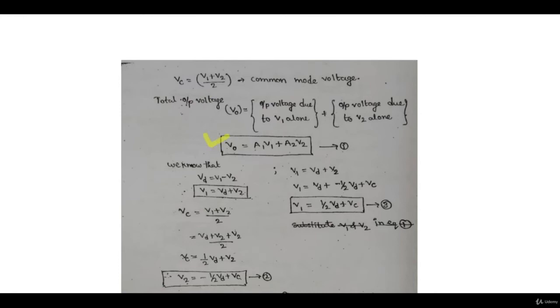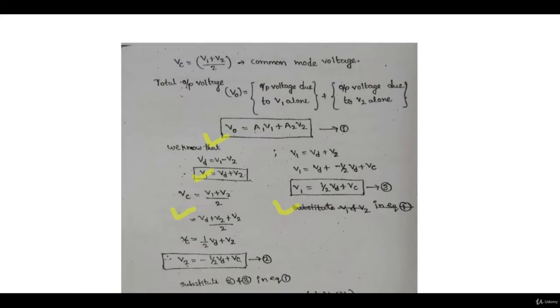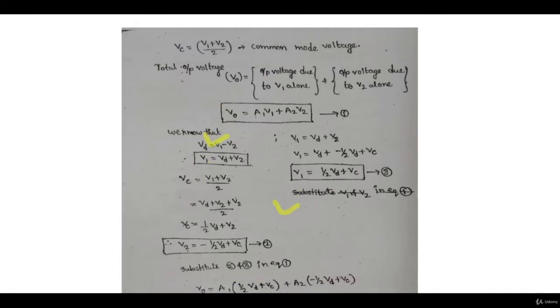Now we have V0 equal to superposition, A1 V1 plus A2 V2. And we know VD is equal to V1 minus V2 and VC is equal to V1 plus V2 divided by 2. We have two equations. Now you solve these two equations and calculate the values of V1 and V2. V1 and V2 will be in terms of VD and VC: half VD plus VC, and minus half VD plus VC. That will be the expression for V1 and V2.